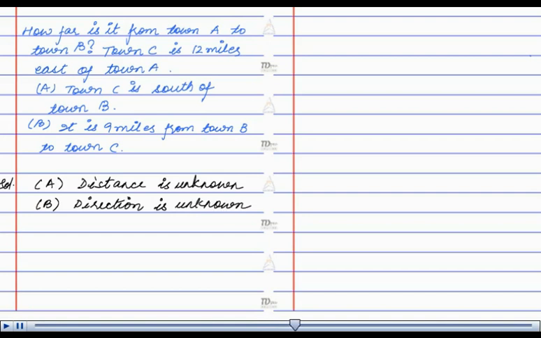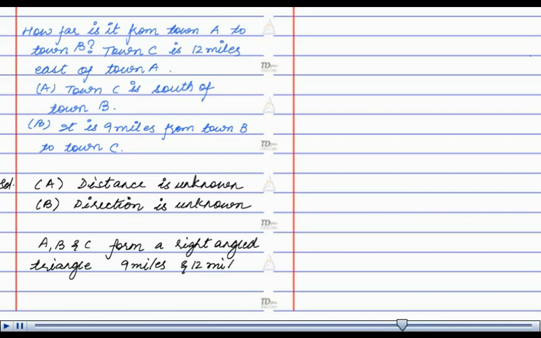But if we combine both these statements, we know that these 3 towns form a right angle triangle with sides as 9 miles and 12 miles. Using Pythagorean theorem, we can determine the hypotenuse, which is the required distance between town A and town B, which comes out to be 15 miles.